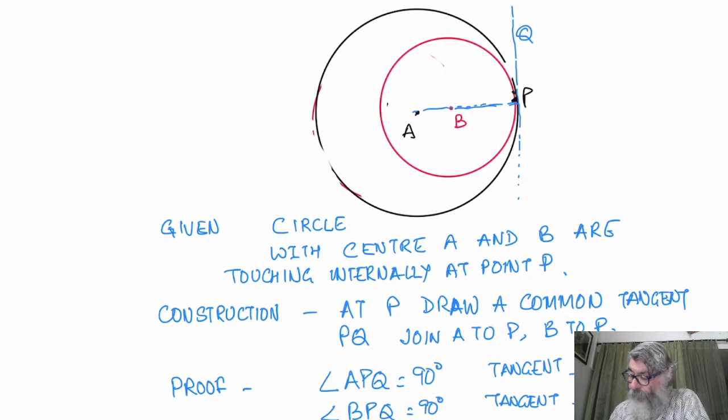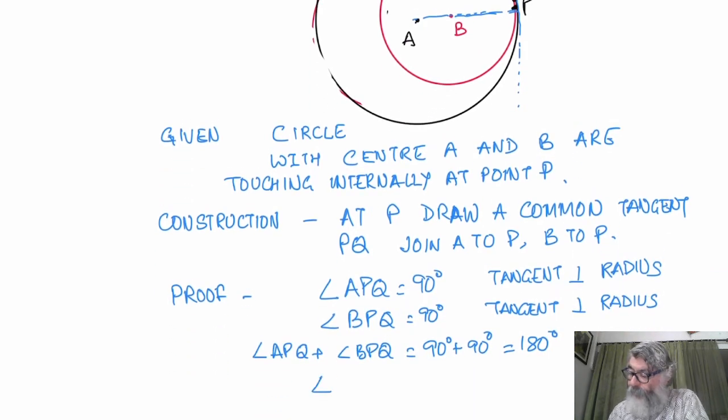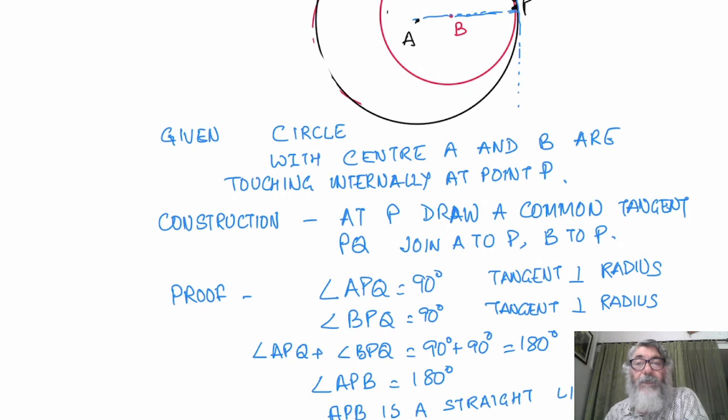So if I add this angle APQ plus BPQ, then it will again be 90 degree plus 90 degree, that is 180 degree. What does it mean? It means angle APB is 180 degree. And what does it imply? It implies APB is a straight line, and a straight line is always of 180 degree.